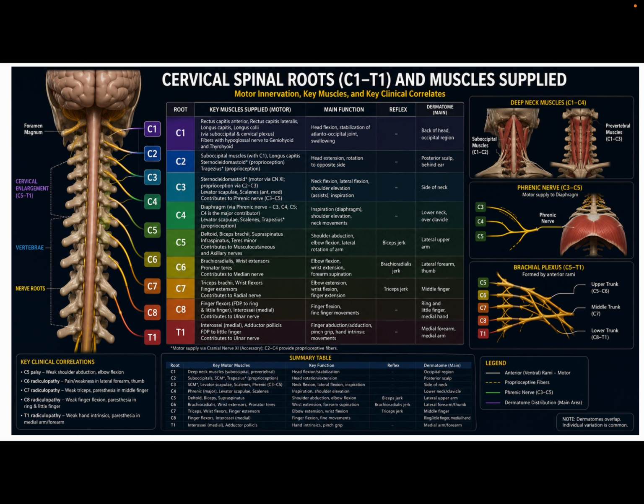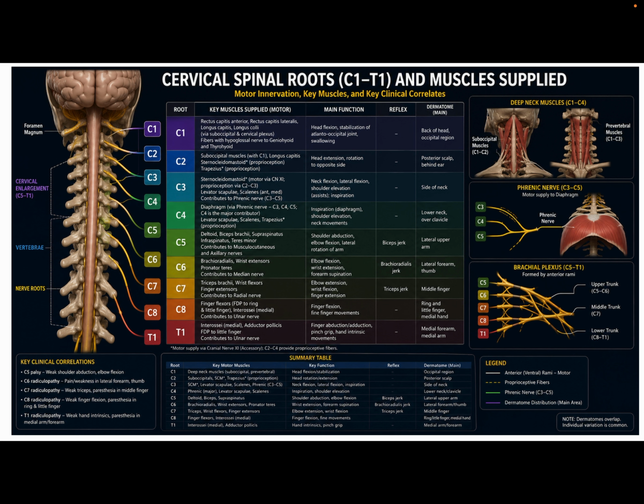C6 nerve root. What are the muscles supplied by the C6 nerve root? It supplies the brachioradialis, wrist extensors and pronator teres. What are its major functions? Major functions are elbow flexion, wrist extension and forearm supination.